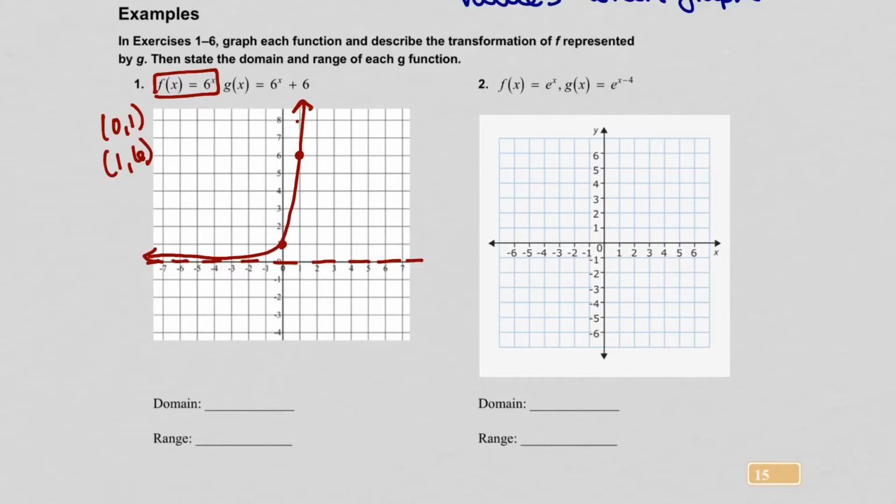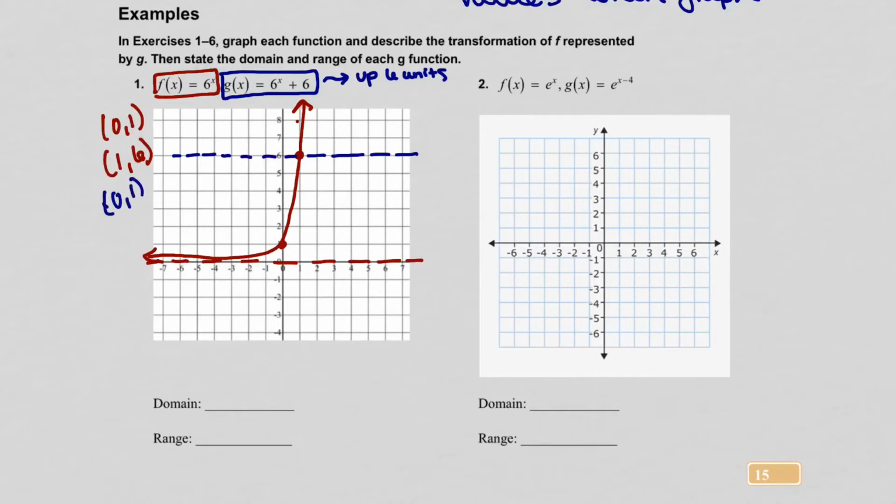Now I'm going to look at my other function here, g of x, is going to give me a graph that's very similar. It's got that same 6 to the x, but here it says it's plus 6. Well, I know that that plus 6 out on the end means that I have to move up 6 units. Well, if I move up 6 units, let's take that asymptote and just drag it up 6 units. Put it right there. And nothing changed to stretch or shrink or anything like that.